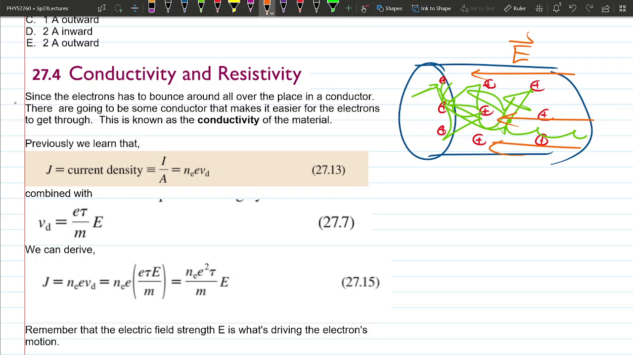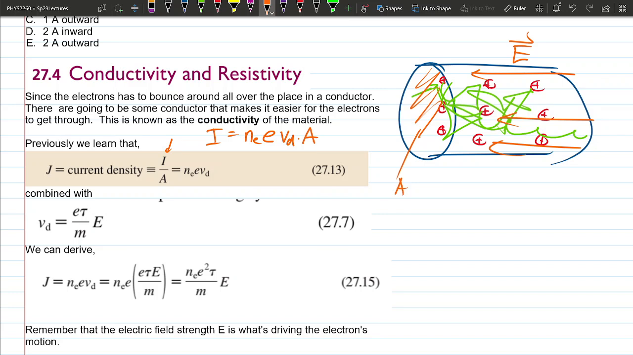And we can quantify this. First we derive this equation for the current, which is the number density, meaning how many electrons are available to be bouncing around in our material per meter cubed, times the charge of the electron, times the drift velocity of that electron, times the cross-sectional area. So we want to picture this as the cross-sectional area.